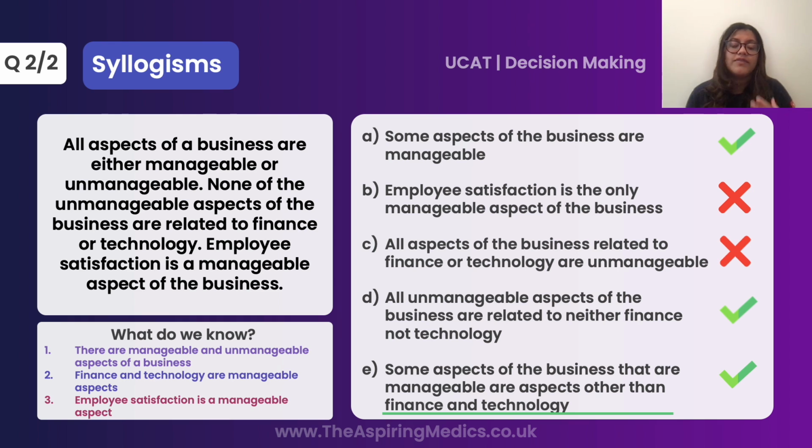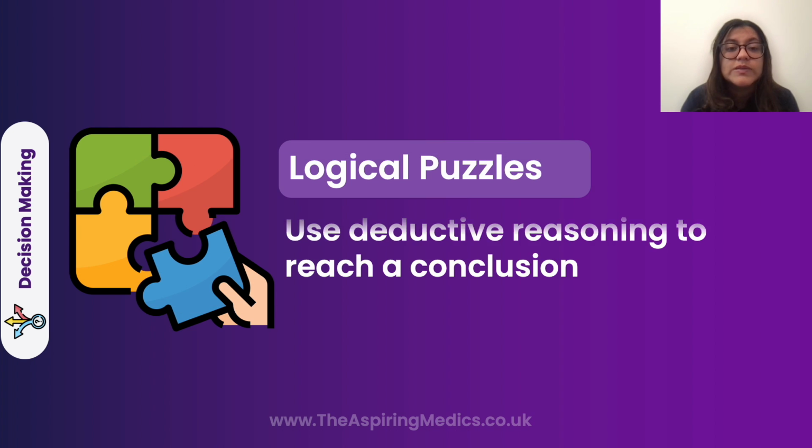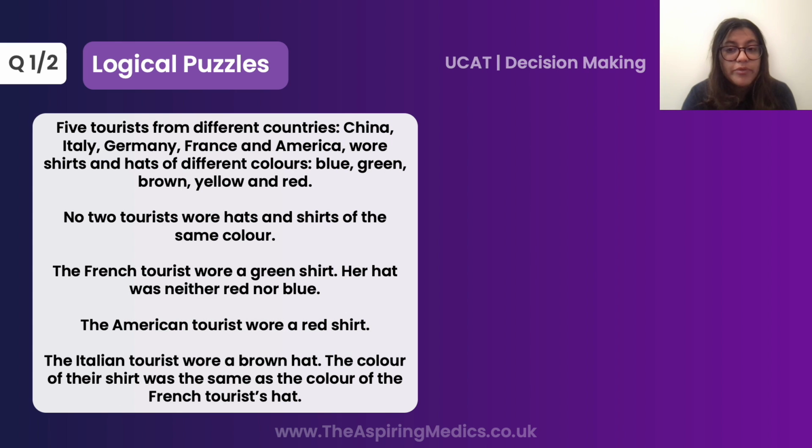The only tricky part of the decision-making section is that the words are tricky, the sentences are convoluted. But once you get past that point, once you can understand what they're saying, the questions are actually really, really easy. So, moving on to our next question type, which is logical puzzles, where you use deductive reasoning to reach a conclusion. Let's look at our first sample question.